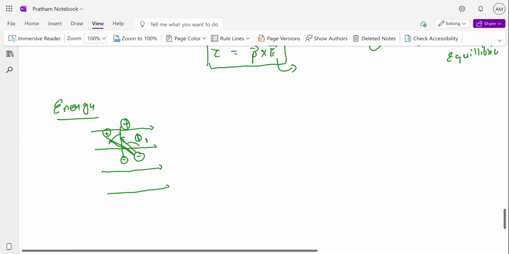Can I say this? So what is the work done I have done? Work done is basically the torque multiplied by the position change. What torque did I have to apply? Torque multiplied by by what angle I have changed it. So when torque is there, I can write it as theta. The torque is P cross E multiplied by the angle theta. So how much will it become?